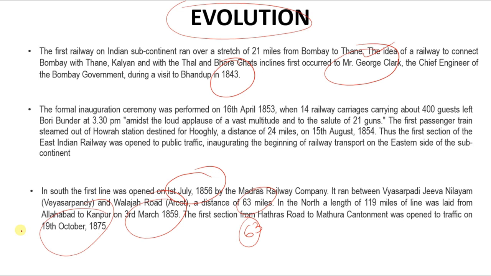Now you may be wondering that there are a number of dates, stations and data present in this particular slide. So don't get confused. You do not need to memorize any of these dates or data. You just have to keep one thing in your mind: the first railway ran on 16th April 1853, and the thought of running the railway in India was developed by Mr. George Clark, who was the chief engineer of the Bombay government, during his visit to Bhandup in 1843. So this was about evolution.